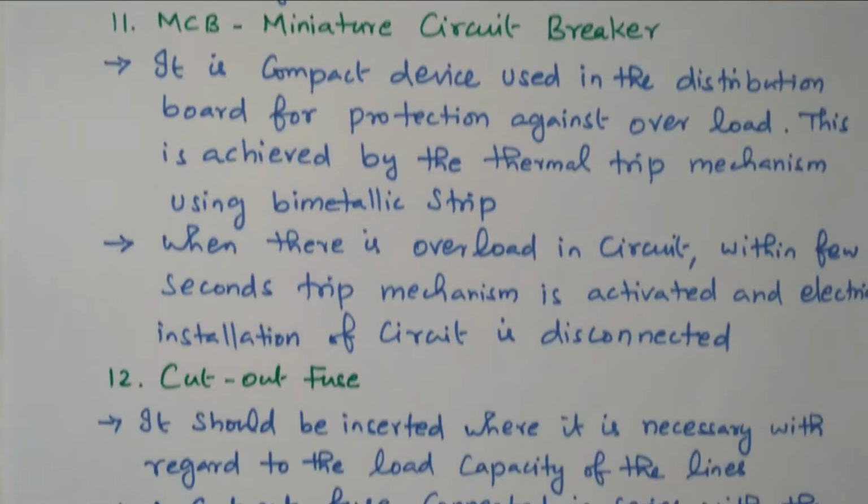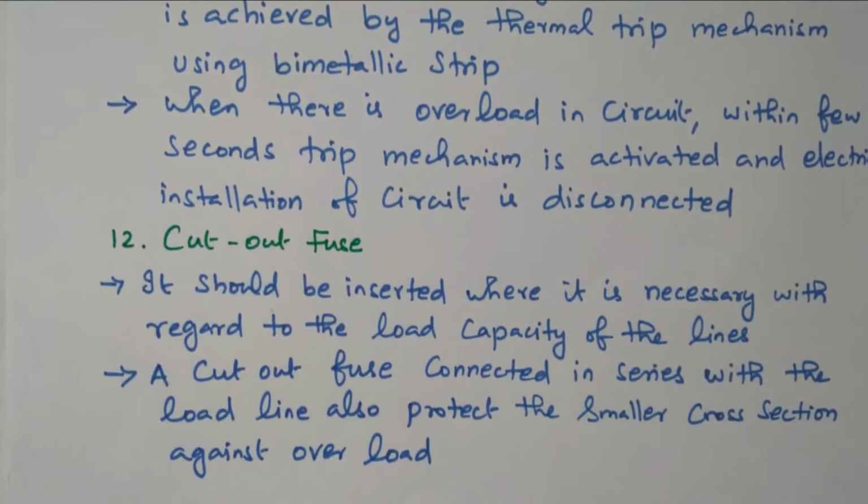Then the cutout fuse. The last one is the cutout fuse. It should be inserted where necessary with regard to the load capacity of the line. So for the cutout fuse, if you connect any equipment and you want to take 10 ampere, we can connect a 10 ampere fuse, so that it will allow only 10 ampere. If the current goes above 10 ampere, say 11 ampere, it will disconnect the circuit. So that equipment can be protected.